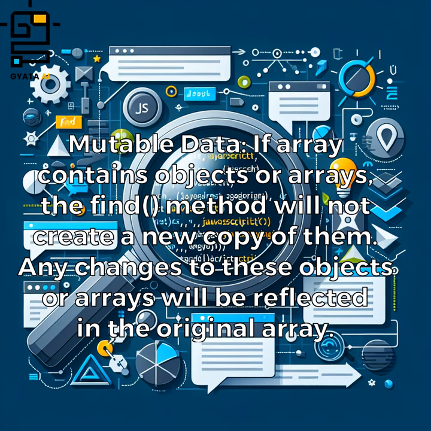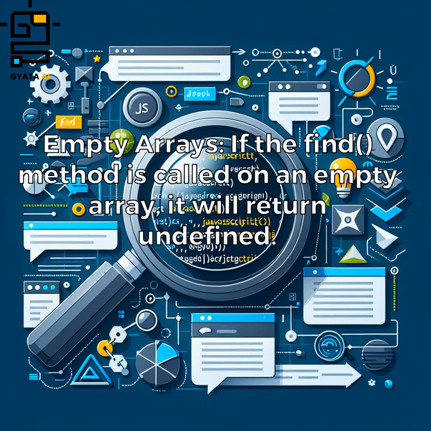Common error-prone cases and how to avoid them. Mutable data. If the array contains objects or arrays, the find method will not create a new copy of them. Any changes to these objects or arrays will be reflected in the original array. Empty arrays. If the find method is called on an empty array, it will return undefined.